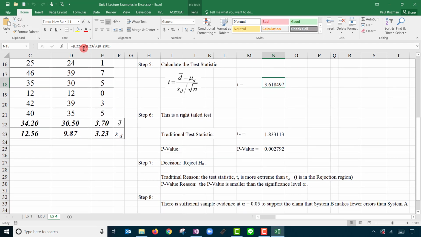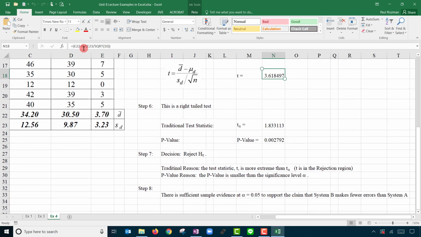Let's first do it the traditional way, where I used the inverse function here to get the critical value, and we compared these two values and we rejected the null hypothesis. That's how we did it when we were doing it in the lecture notes.